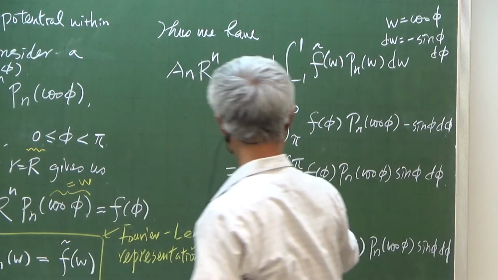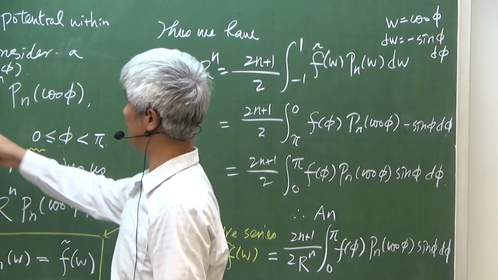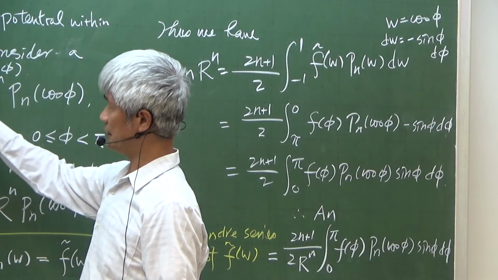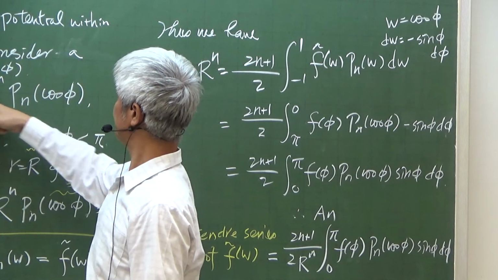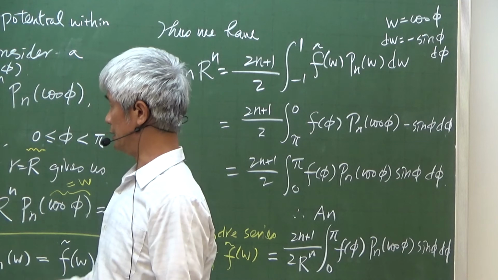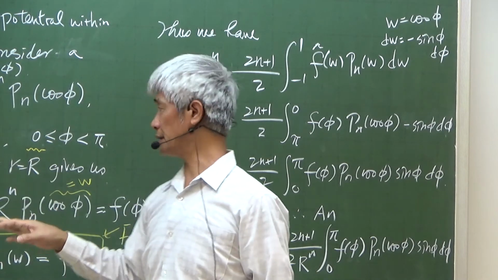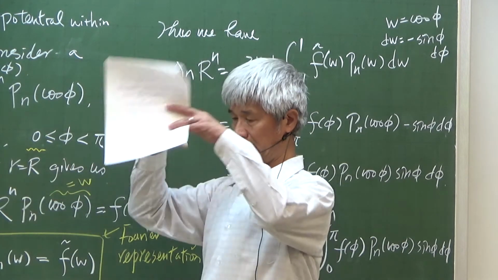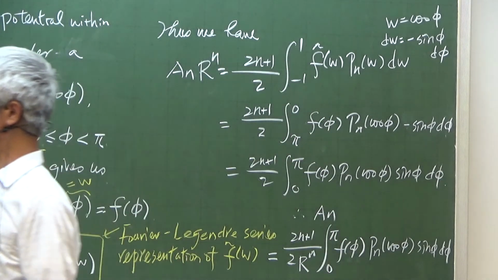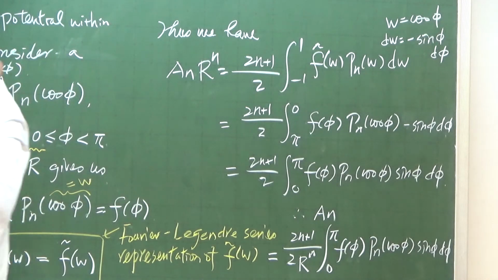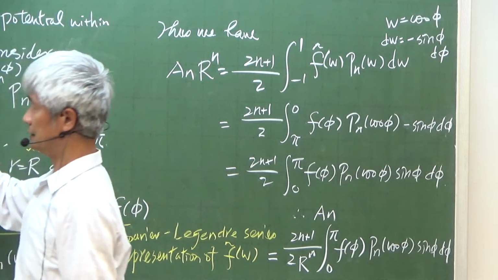And with this a_n brought back to here, now we find a solution. At least the formal solution, right? It satisfies the boundary condition, the explicit boundary condition at the sphere. The implicit boundary condition has been used because that is used here.